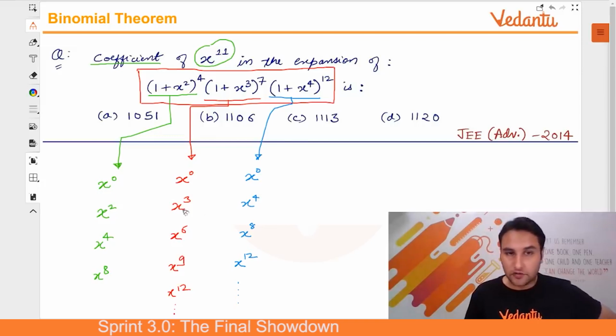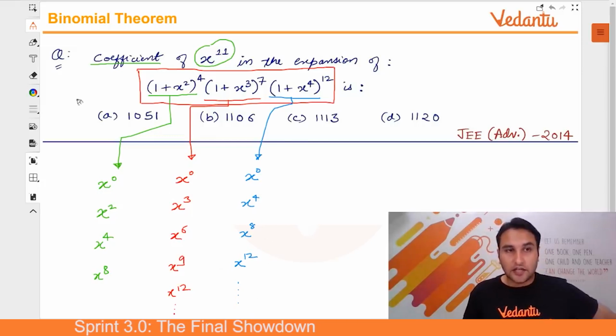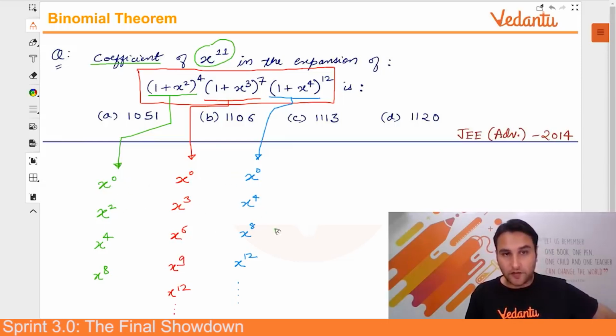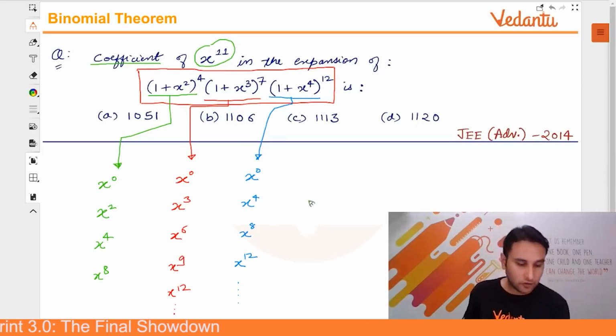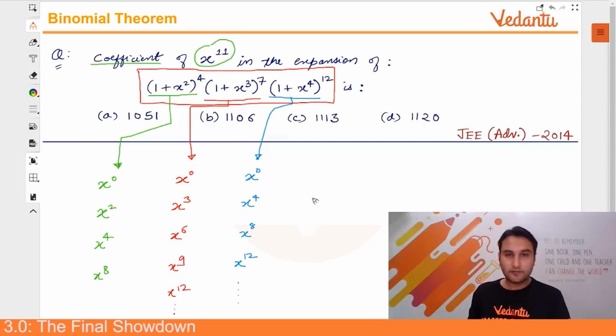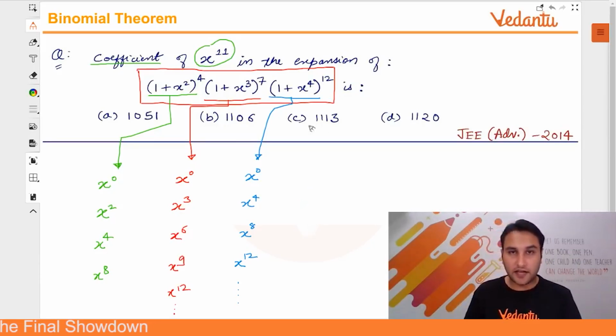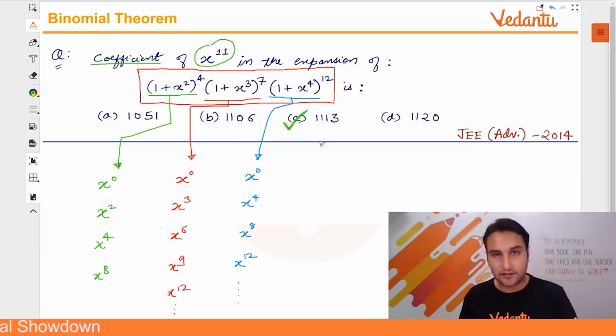Basically, all these terms will get multiplied with each other. You have to find the combination such that the addition of these powers of x will give you 11. This is the question. That's it. Okay. By the way, the ones who are asking, the answer is C. We'll come to that.